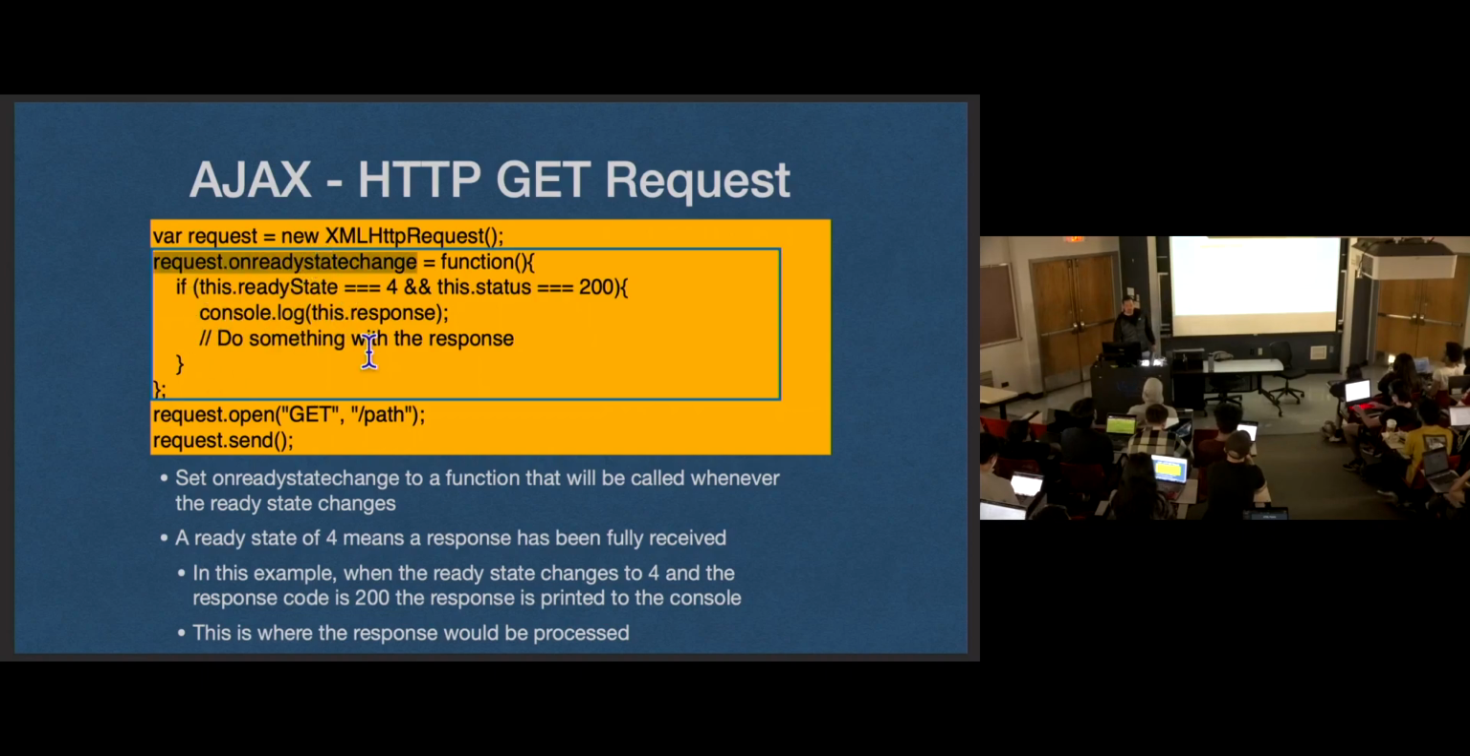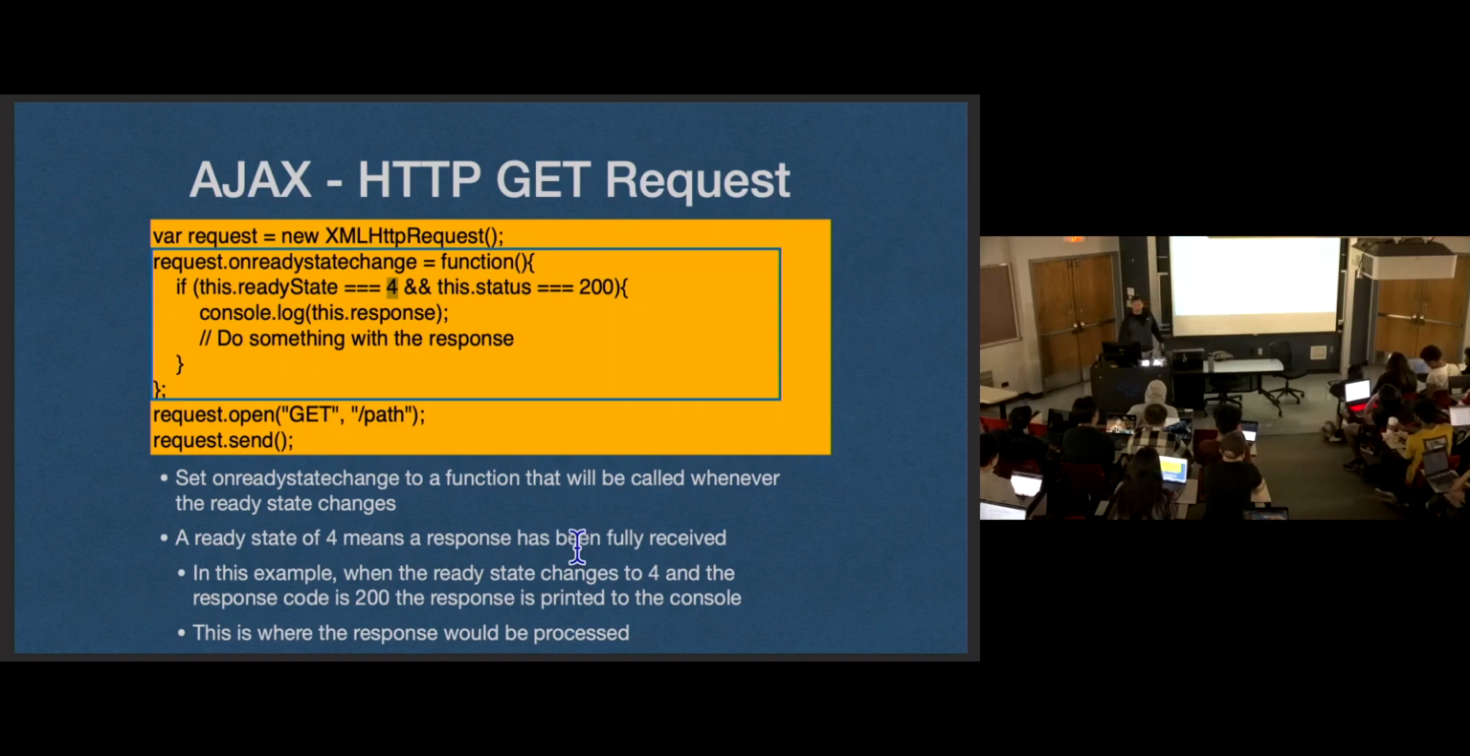We do that by setting onReadyStateChange, which is a variable that stores a function. We're going to give this a function that's going to be called every time the ready state changes. And the ready state that we're actually interested in is 4. 4 means that the response has been received. We're done buffering. We're not waiting for a response. Everything's here. The response is here and ready to be read.